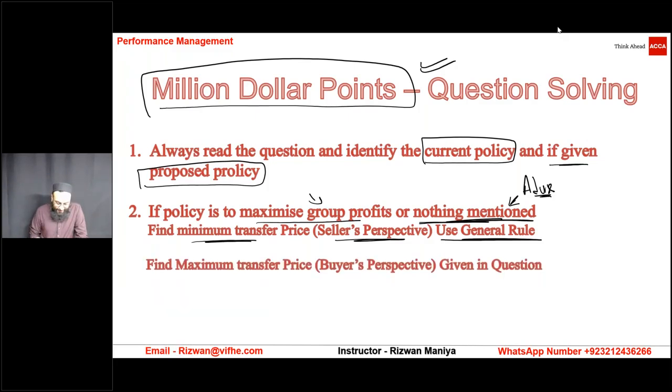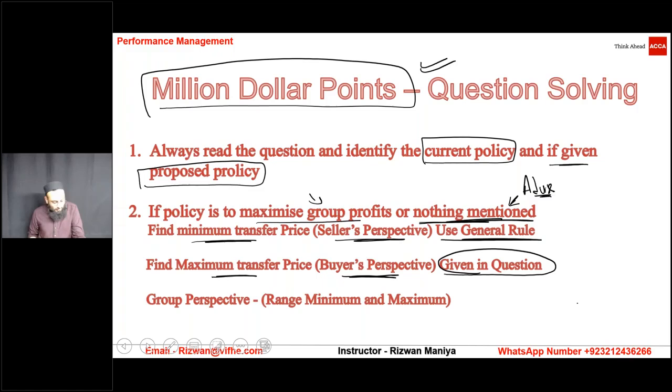Second, find maximum transfer price from buyer's perspective and maximum figure is given in the question. Are you getting the point? Relax and listen. Let me complete this and then you will feel okay, you know what exactly you have to do. And then from group perspective, find a range using minimum and maximum. This is maximum and this is minimum. So you'll find a range. Agreed? Okay. So let's practically use this. Let's move towards the question.